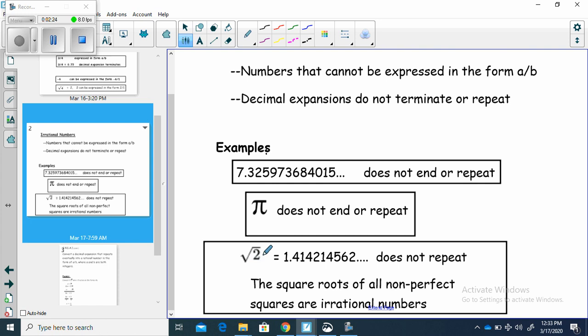How about the square root of 2? If you put that in your calculator, you're going to get 1.4142144562, and it goes on and on and on. It does not repeat. In fact, the square roots of all non-perfect squares are irrational numbers. That would be the square root of 2, the square root of 3, the square root of 5, square root of 6. It goes on and on.